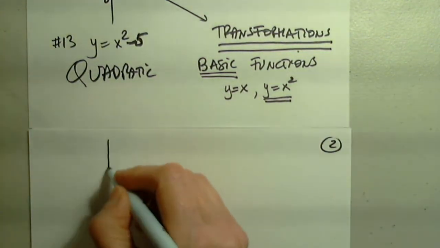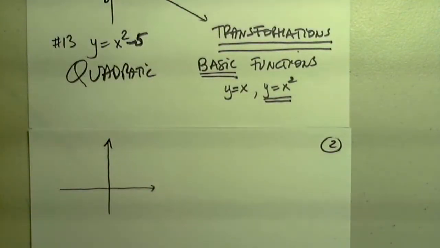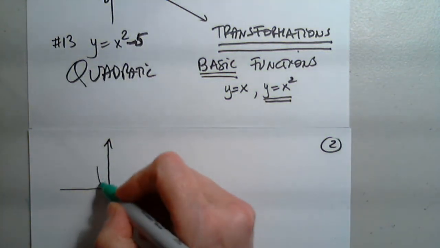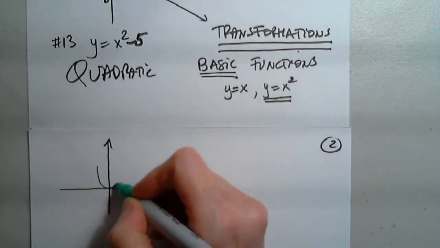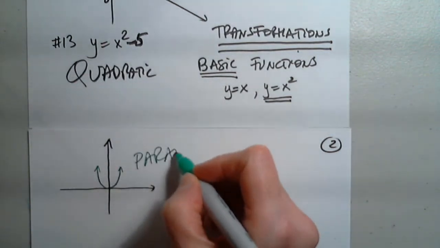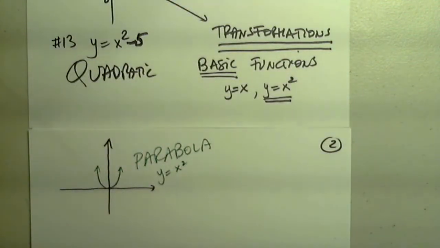So now the question is, do we remember how to graph x squared? Isn't it a parabola where 0, 0 is the origin and it's a parabola? Excellent. Y equals x squared.